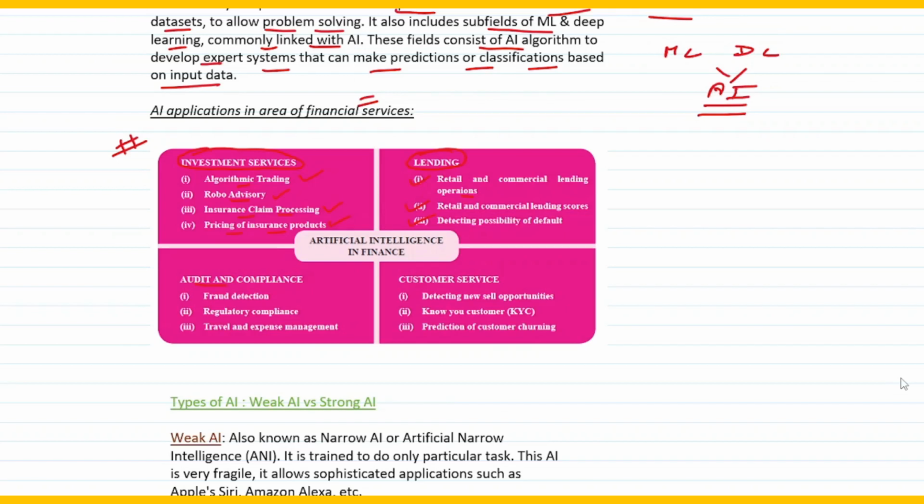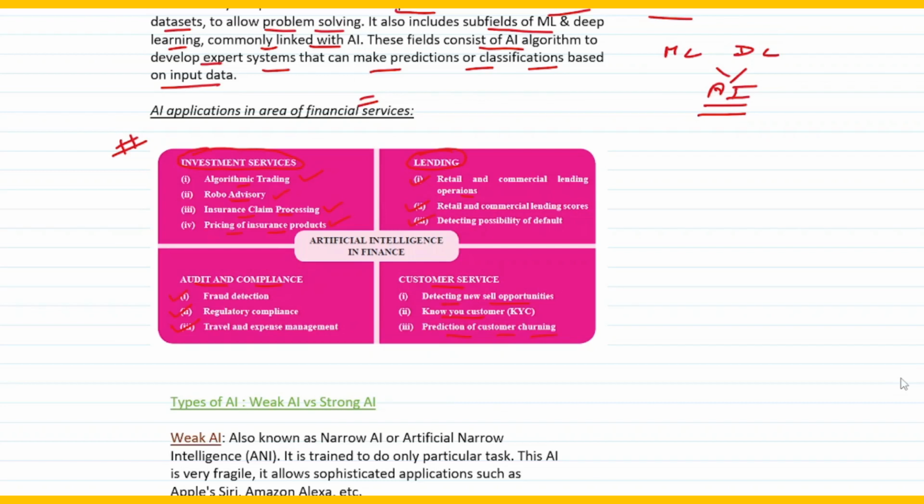Then you have audit and compliance. How does AI help you there? It helps you in fraud detection, regulatory compliance, travel and expense management, especially of the auditors, right? And finally you talk about customer service. How does AI help you there? It helps you detect new selling opportunities, right? Whatever data you have already created, if you want to do cross selling or tap new customers, AI can be very useful. It can help you in KYC, that is know your customer, and prediction of customer churning. So the movement of customers can be predicted through AI, right?